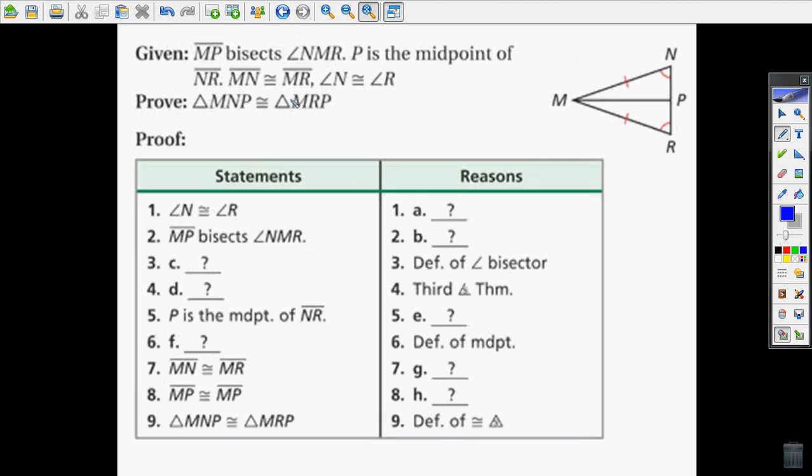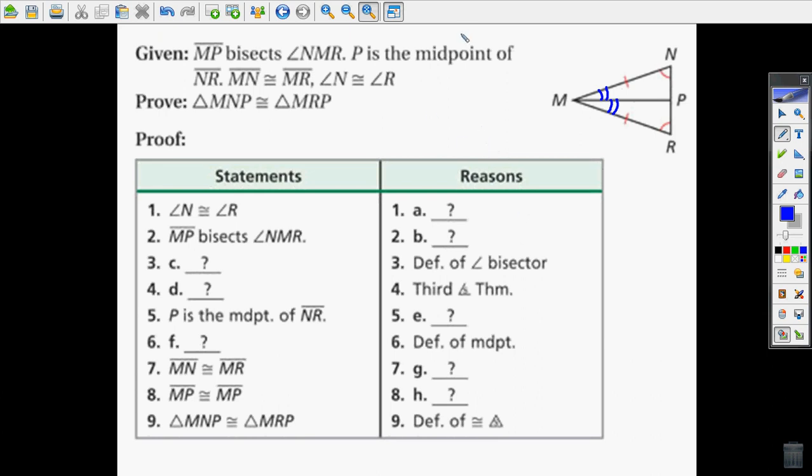So here again, we're trying to show that these 2 triangles are congruent to each other. So MP bisects NMR. If MP bisects this angle right here, that means it's splitting it up into 2 congruent angles. So that means that this angle is congruent to this angle here.